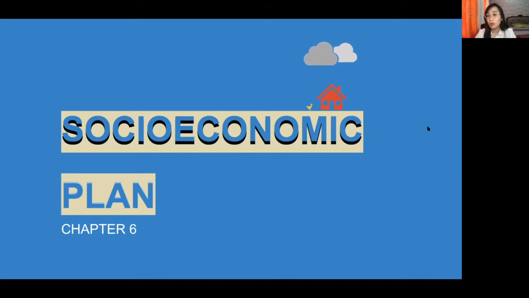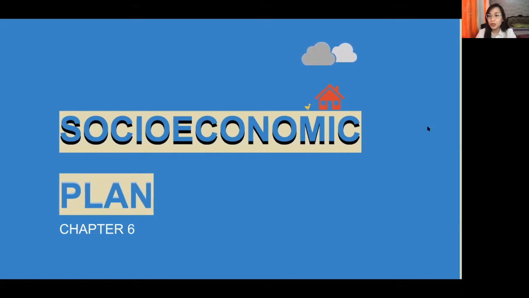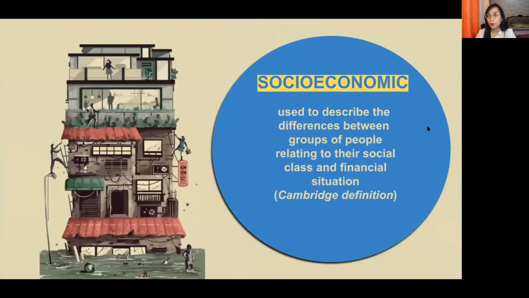Your socio-economic plan, okay? The socio-economic plan is when you look it up online, when you try to Google the word socio-economic and try to define it. Socio-economic means, or is used to describe, the difference between the groups of people relating to their social class and their financial situation. This particular definition is coming from Cambridge.